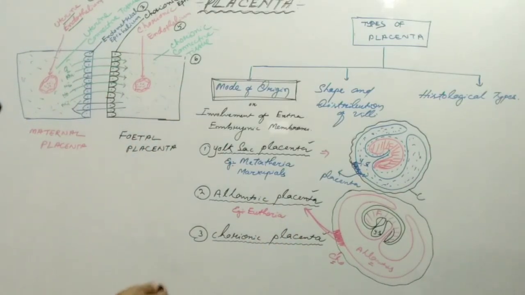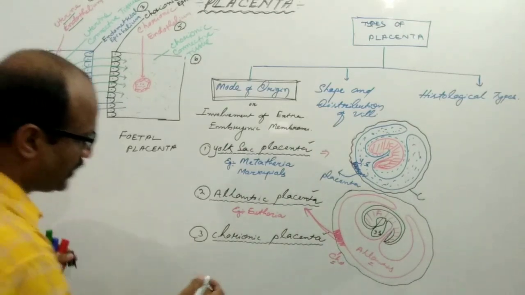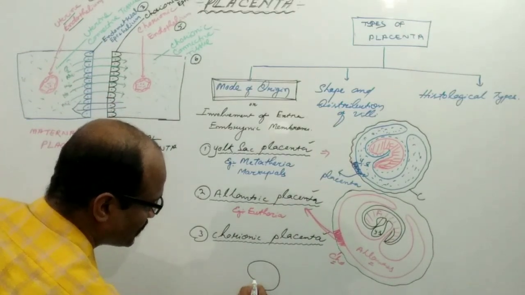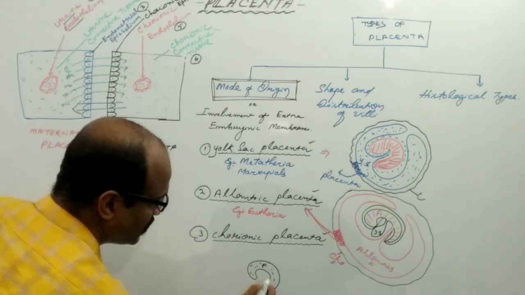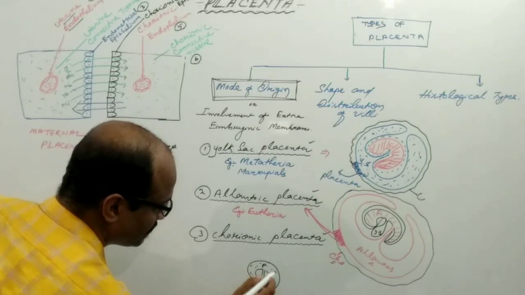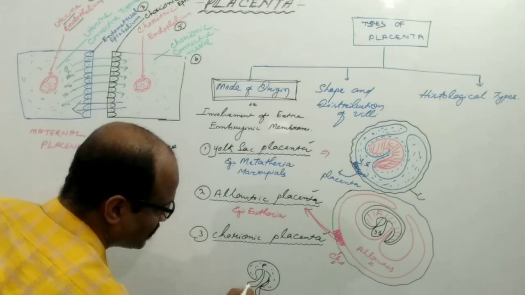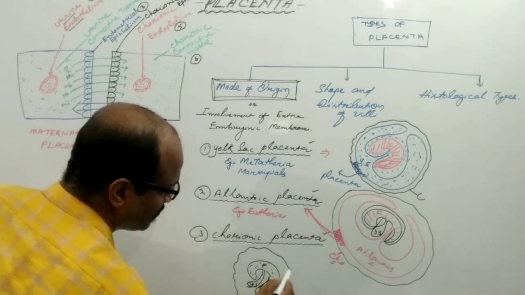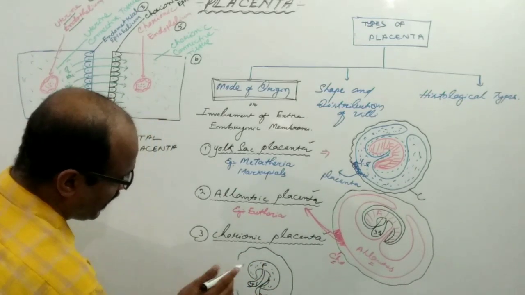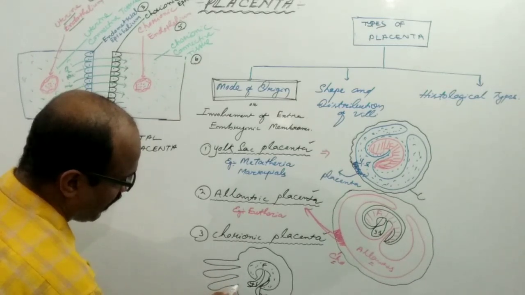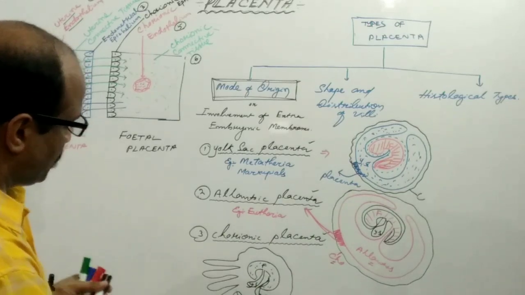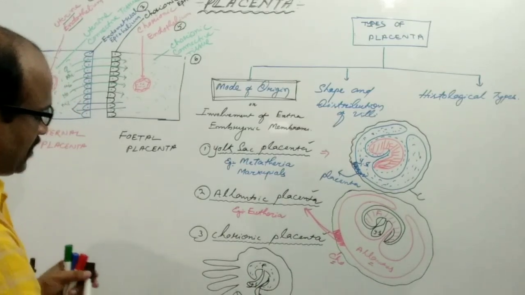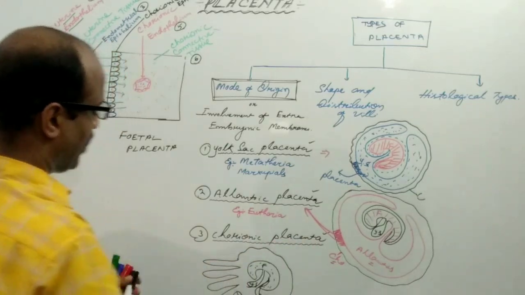But in the case of the chorionic placenta, suppose that this is the fetus. It has a yolk sac and an allantois. So this is the yolk sac and this is the allantois. But the chorion forms finger-like projections known as the chorionic villi, and penetrates into the endometrium and forms the placenta, and such a placenta is known as the chorionic placenta.